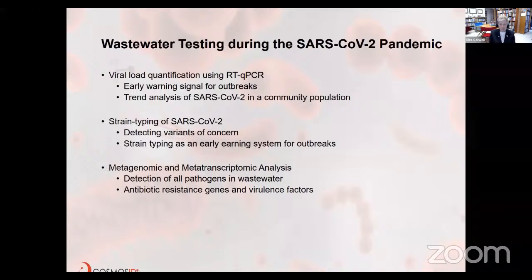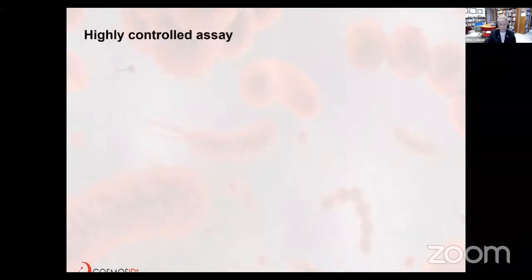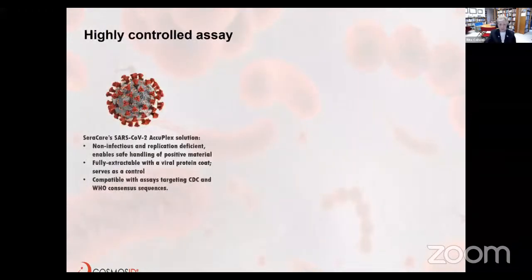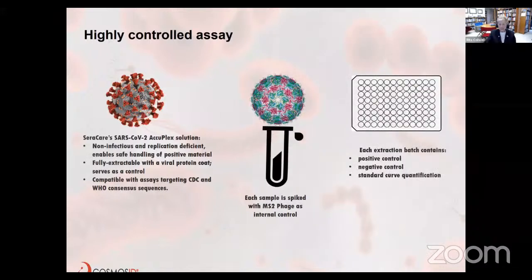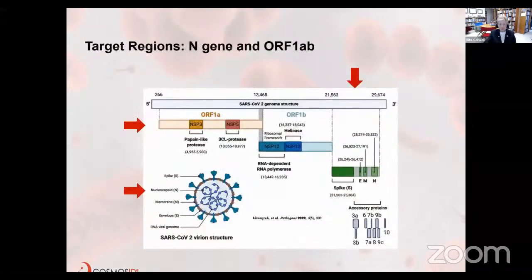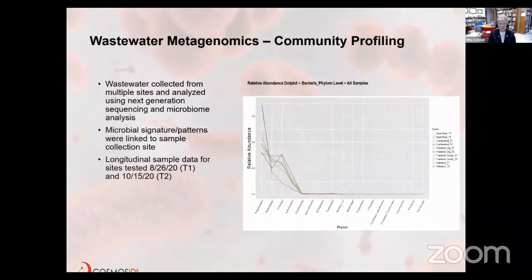We're able to do strain typing and both metagenomic and metatranscriptomic analysis to show everything in the sample, as well as the COVID virus and other pathogens. And this, I think, is turning out to be very interesting. In a highly controlled assay testing for the virus, the samples are spiked with a controlled phage to determine accuracy, and that allows us to be able to provide very good analyses using the target gene and the ORF1 receptors as well.